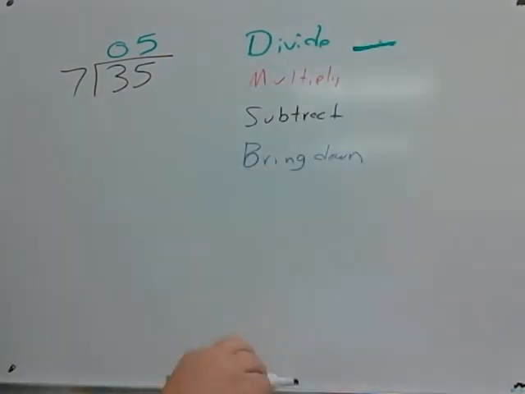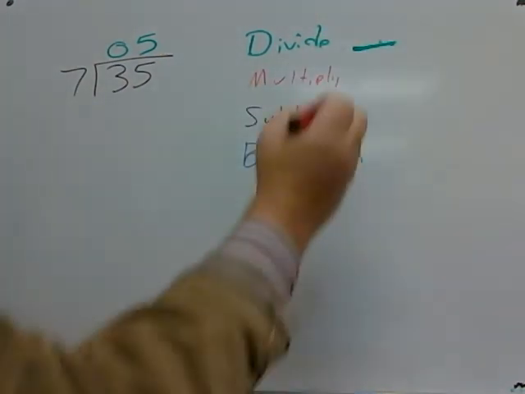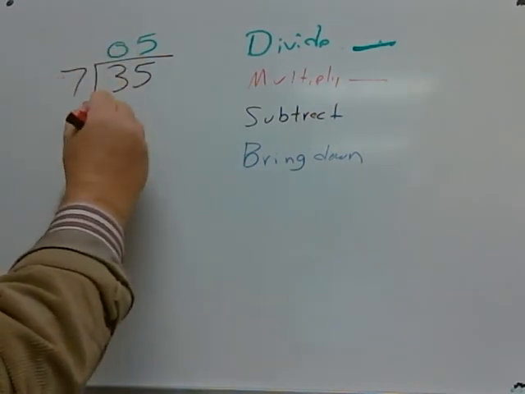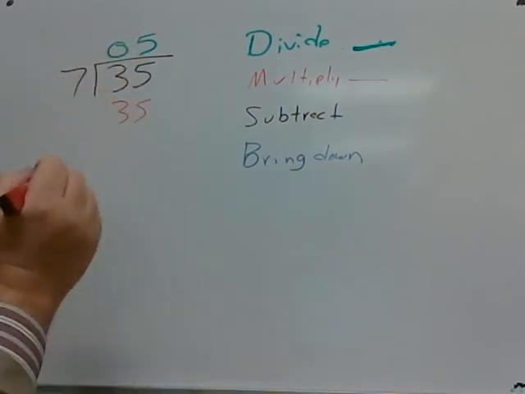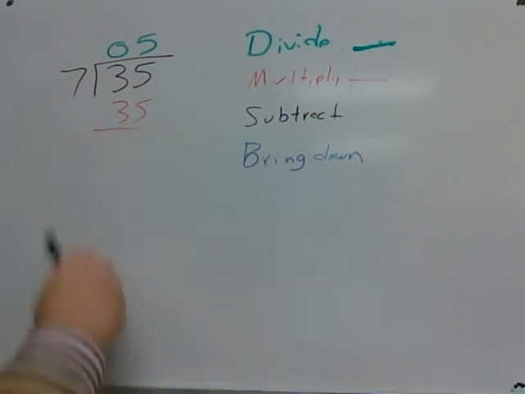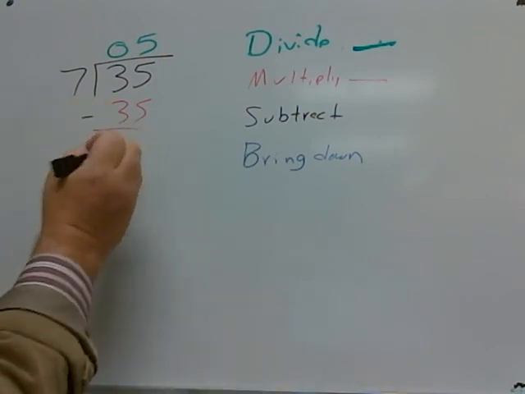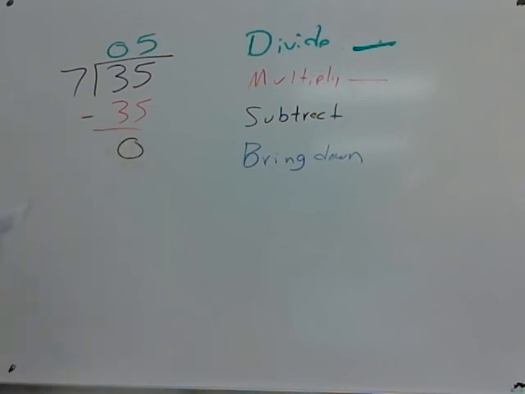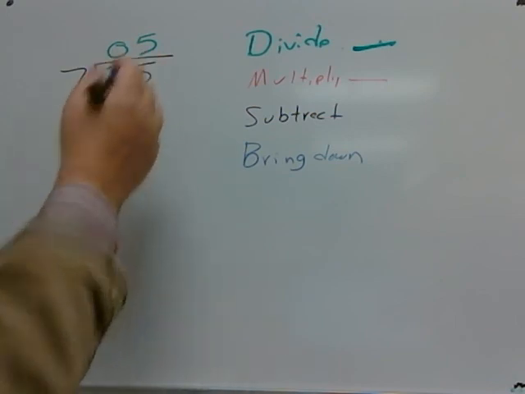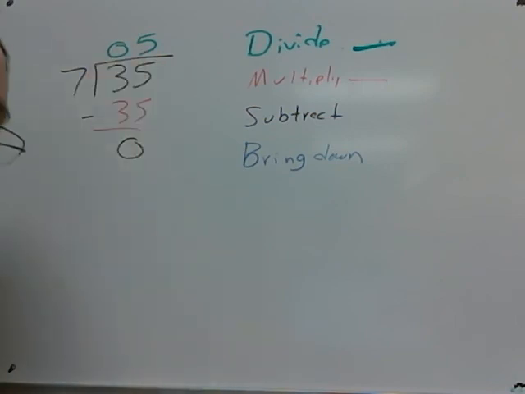I just divided. My next step is going to be to multiply. 5 times 7 is 35. My next step is to subtract. 35 take away 35 is 0. At this point, I would be able to bring down, but I don't have to since I am done. And that's it.